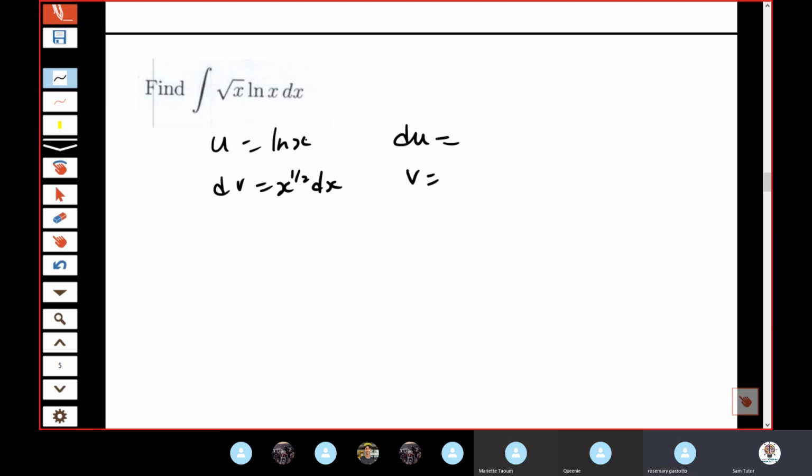What's the derivative of ln? 1 on x dx. And then integrate x to the power of a half becomes x to the power of? 3 on 2. Add 1, yep, 3 on 2. And then you got to divide it by 3 on 2. But if you remember, instead of dividing by 3 on 2, we said we can just multiply it by the reciprocal of that. Rings a bell? Yeah. Beautiful. Then equals?